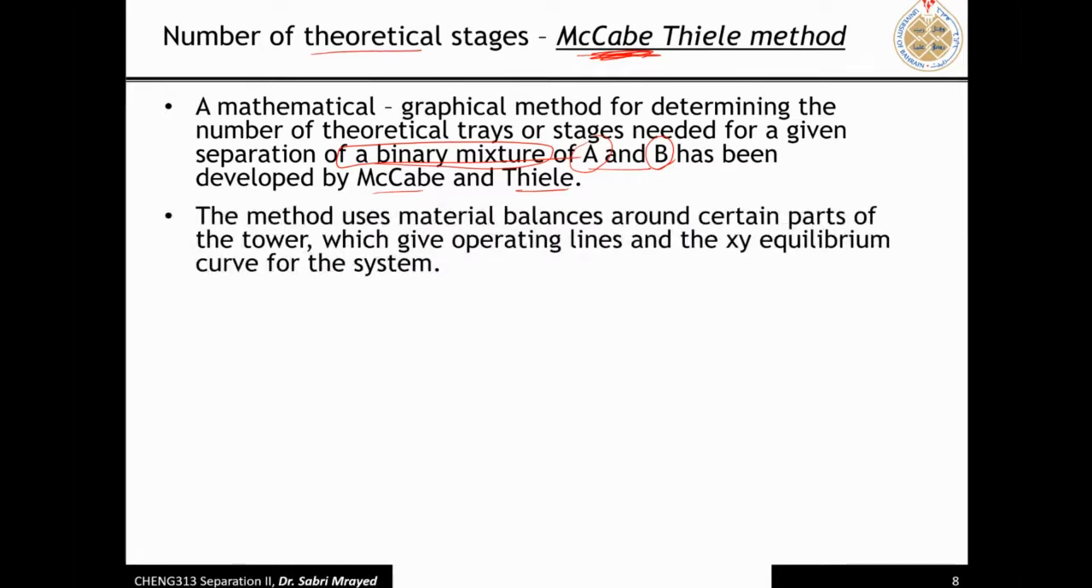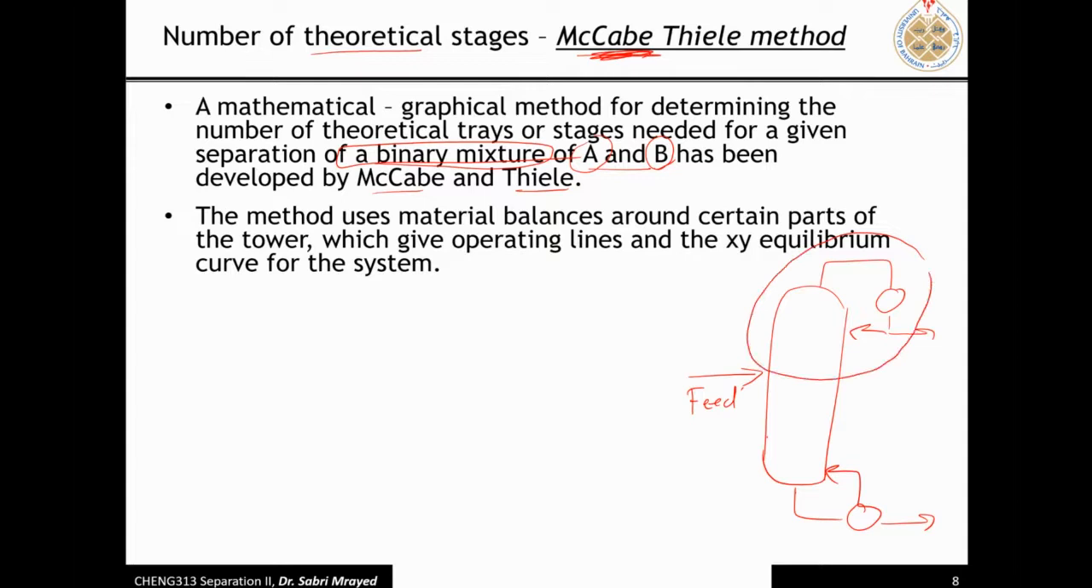The method uses material balances around certain parts of the tower. In this approach, we divide the tower into different sections. We have the top section above the feed stage. So for example, here we have the feed stage, the condenser here, and the boiler here, and this is your feed. The method deals with the top alone and determines the number of stages above the feed, and then deals with the bottom alone. Then it combines the two sections altogether, and also tackles the feed location alone. So it divides the column into different sections, and then finally combines all of these.